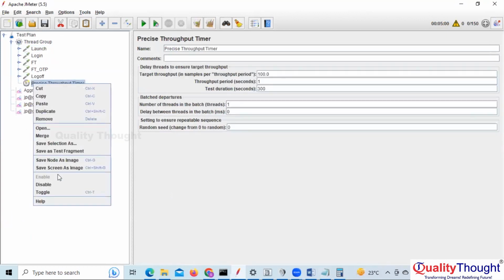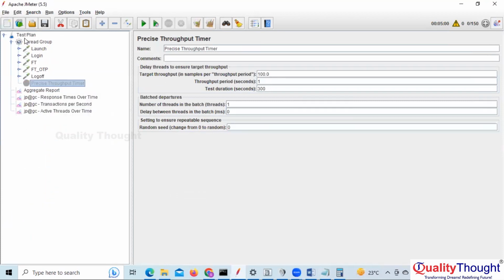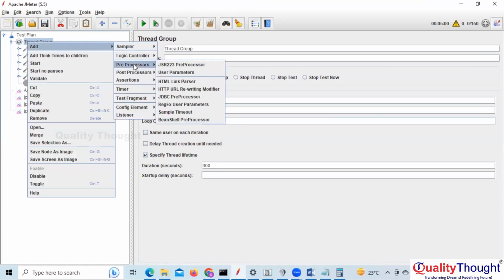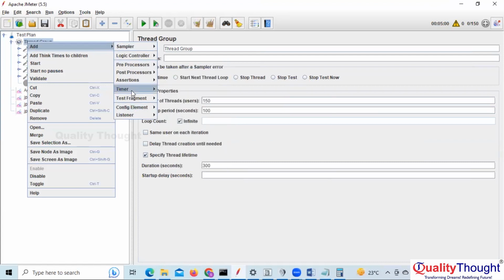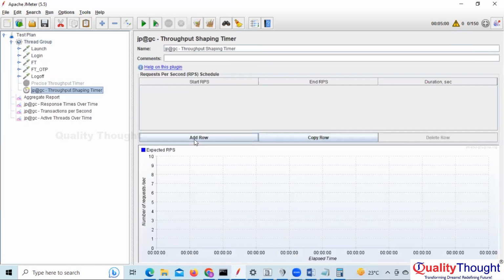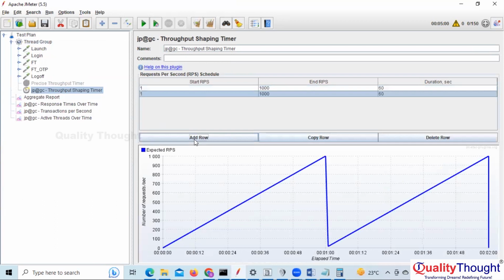And there is one more element in JMeter, in your timers. We talked about the precise throughput timer and constant throughput timer, right? Apart from these two timers, we have something called the throughput shaping timer also. The advantage of this throughput shaping timer is you can increase your throughput or decrease your throughput at any point of time.